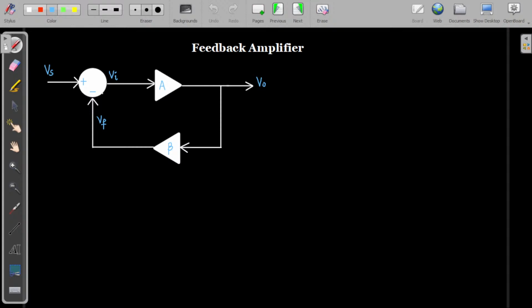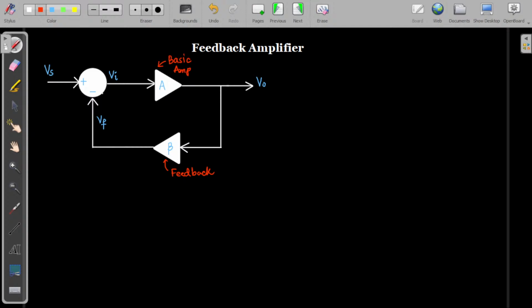So now let's start the session. So in the previous lecture we have discussed about the basics of the feedback amplifier. And in the case of feedback amplifier, what we have seen is that this was called the basic amplifier, and this thing was called the feedback element.